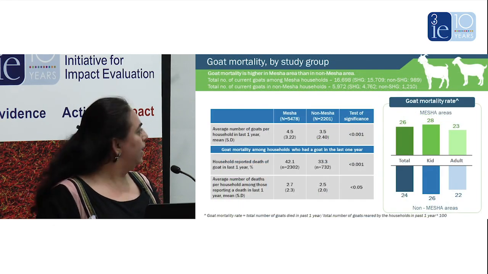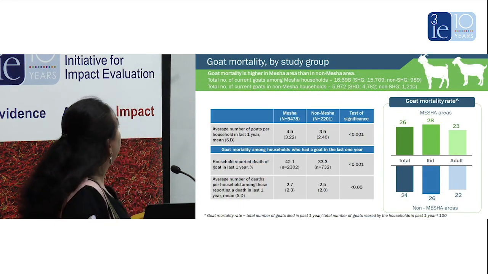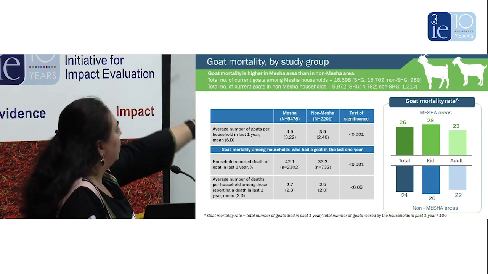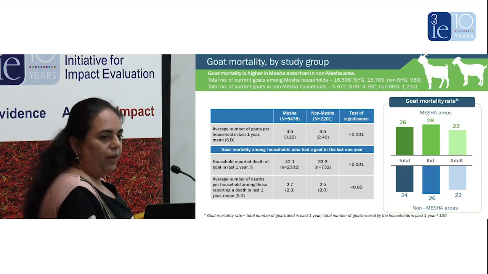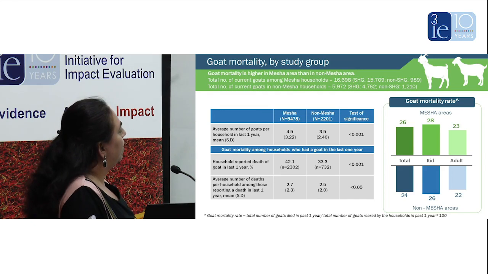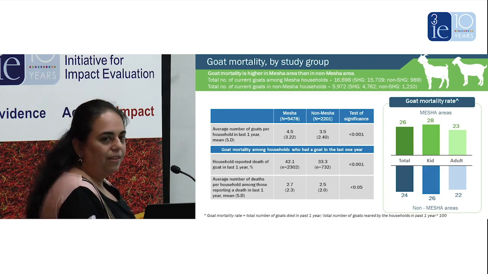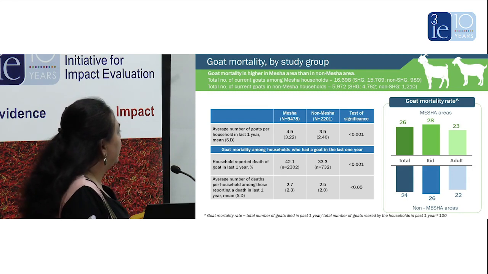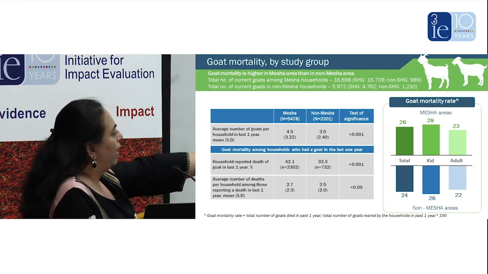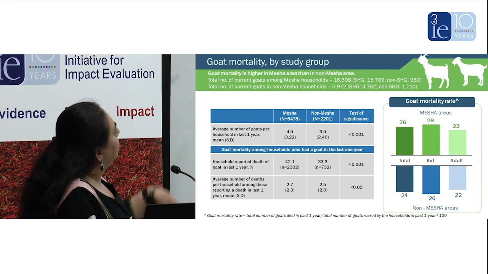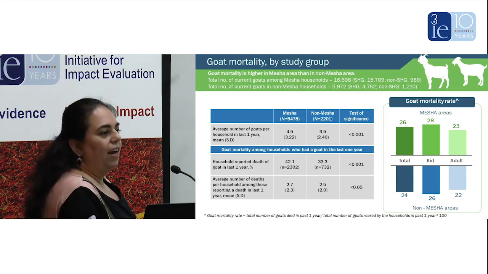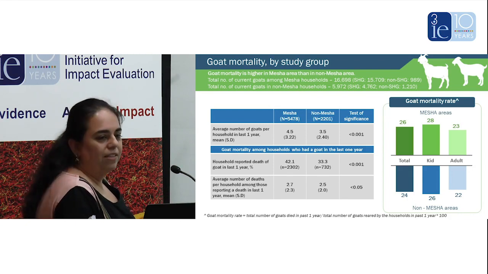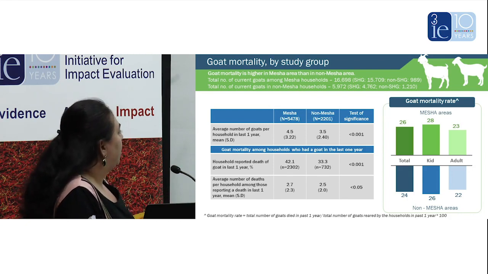So goat mortality. Overall, goat mortality is higher in the Mesha area. This box here is looking at the average number of goats in the household per year. There are more goats, 4.5 goats on average in the Mesha area compared to 3.5 goats in the non-Mesha area. And as a result, the mortality is also higher. This is looking at the actual number of goats: about 8,000 households, with 16,698 goats overall across these houses, because each house has about 3.5 to 4.5 goats.